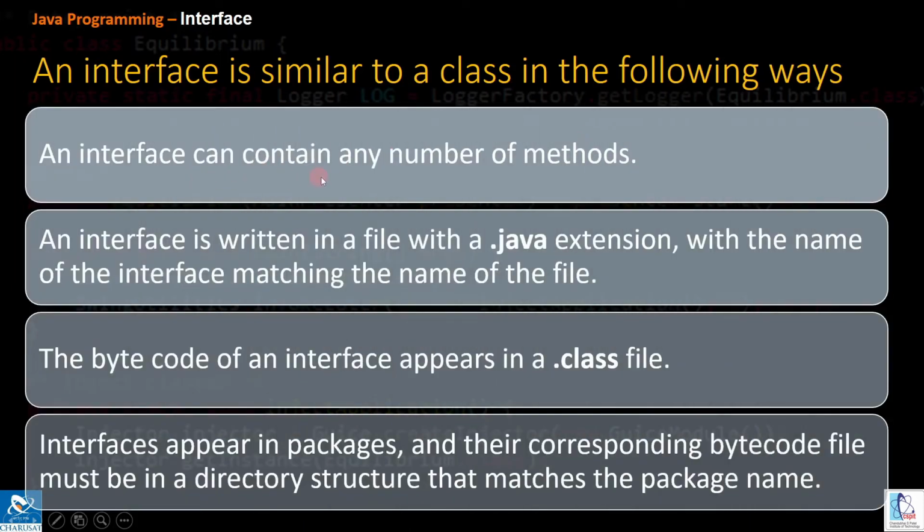This is sufficient. An interface is similar to a class in the following ways. An interface can contain any number of methods. An interface is written in a file with the .java extension, with the name of the interface matching the name of the file. The bytecode of an interface appears in the .class file. Interfaces appear in packages, and their corresponding bytecode file must be in the directory that matches the package name.